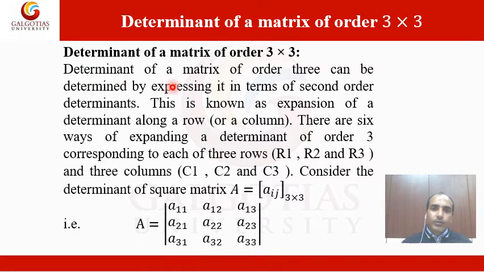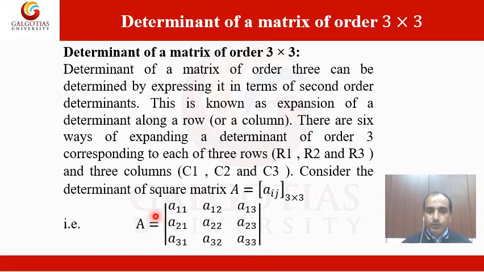So this number is known as the determinant of A. Now we write the formula to find determinant of matrix of 3 cross 3. Consider A is the determinant of matrix of order 3 cross 3 whose elements row wise are A11, A12, A13, A21, A22, A23, A31, A32, A33.